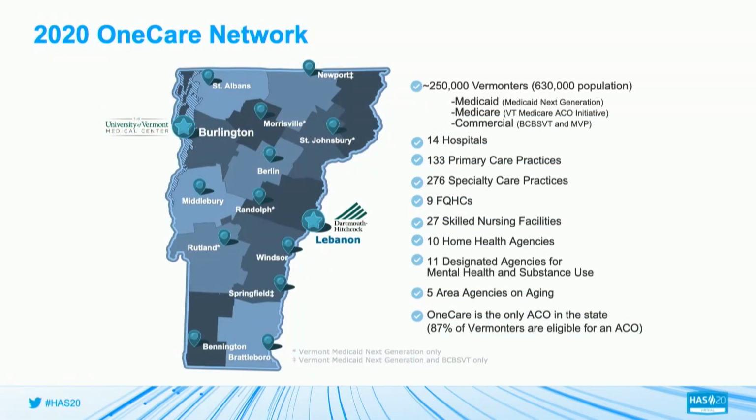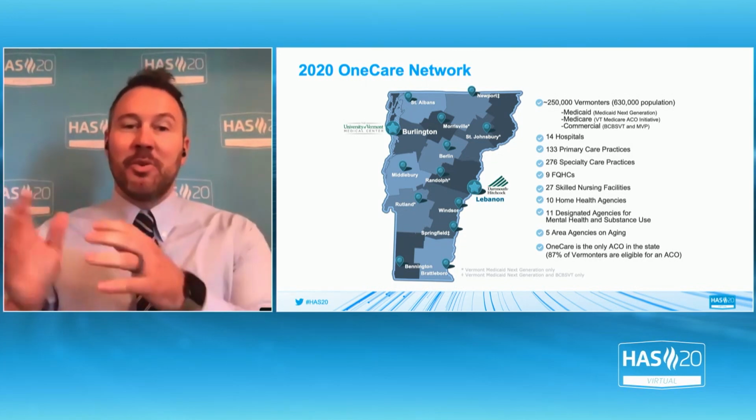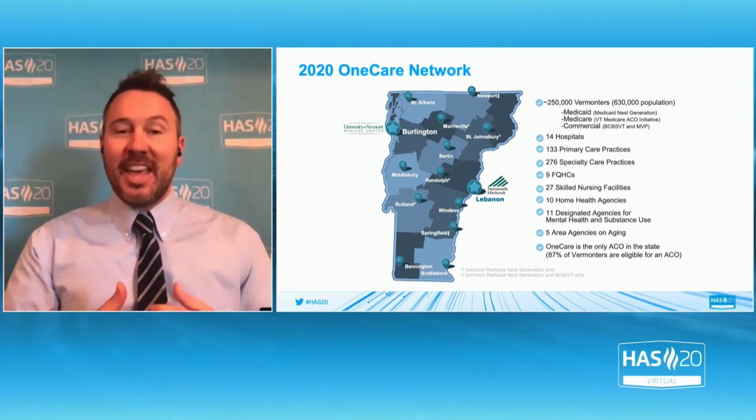All right, so as promised, we want to tell you a little bit about the OneCare Network. The OneCare Network is a statewide network of providers and organizations that voluntarily decide that they want to participate in an ACO. I also can't tell you how many times I've been asked what state Vermont is in. So right off the bat, for anybody that doesn't know, Vermont is a state up in the northeast corner of the United States. We do serve the entire state.